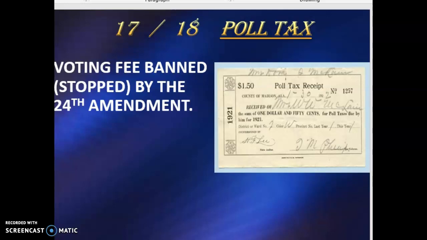When the federal government found out what the southern states were doing, they created the 24th Amendment. So these fees are now banned. No one can charge money. No one can make you pass a written test or anything like that. It's free for anybody to walk in during Election Day and vote.